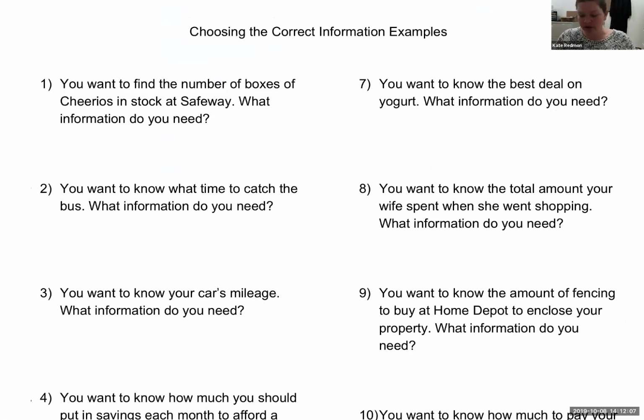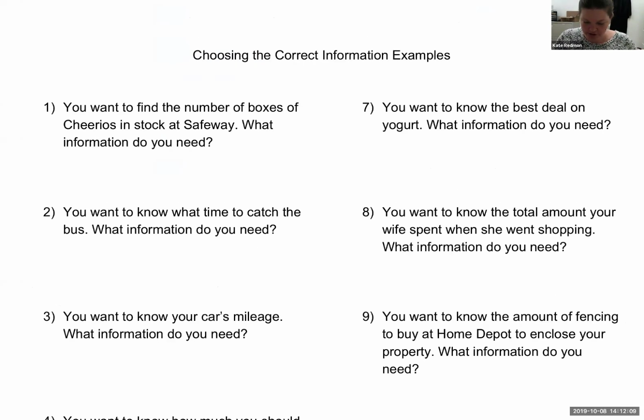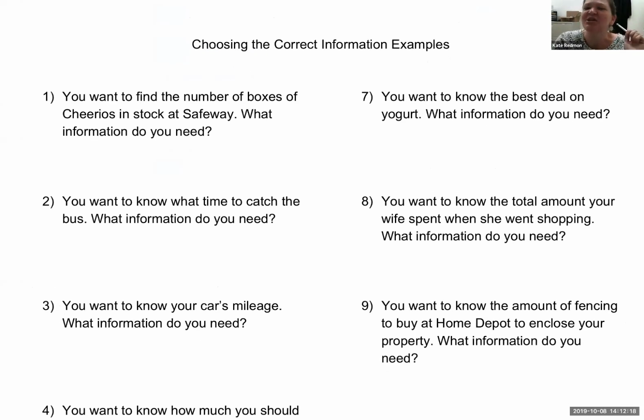Okay, here we go with all the weird questions. Number 1, you want to find the number of boxes of Cheerios in stock at Safeway. No joke. We want to know how many boxes of Cheerios they have. I'm curious, what information do we need in order to figure this out? We'd have to go look. Where? On the computer or in the back room. Okay, you want me to go into the back room? If I went into the back room, what would I find?